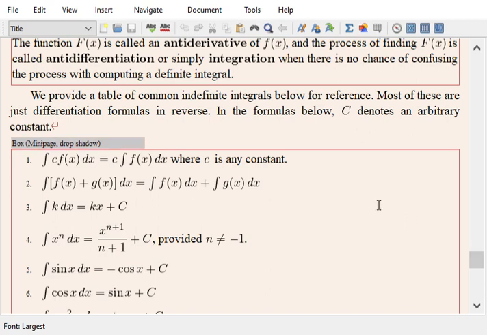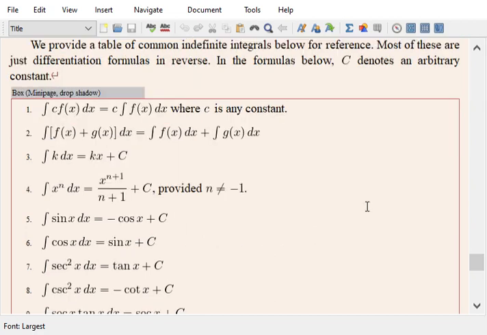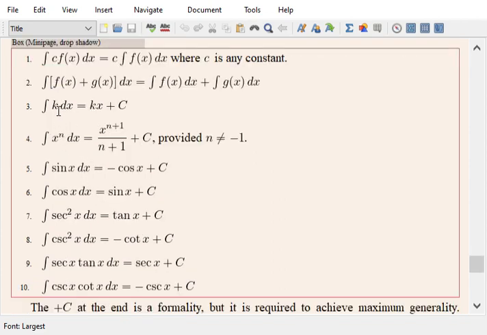So here is a table of common indefinite integrals for reference. And yeah, most of these, because we're doing differentiation in reverse, we can take all of the differentiation formulas that we already have and just reverse them. That's what most of these formulas are, ultimately. So here we are noting that if you have a constant, you can pull it out of the integral. That's important to remember because we're going to be doing that all the time. Integration distributes over addition. So the antiderivative of a constant is just a constant times the variable, and so on and so on.